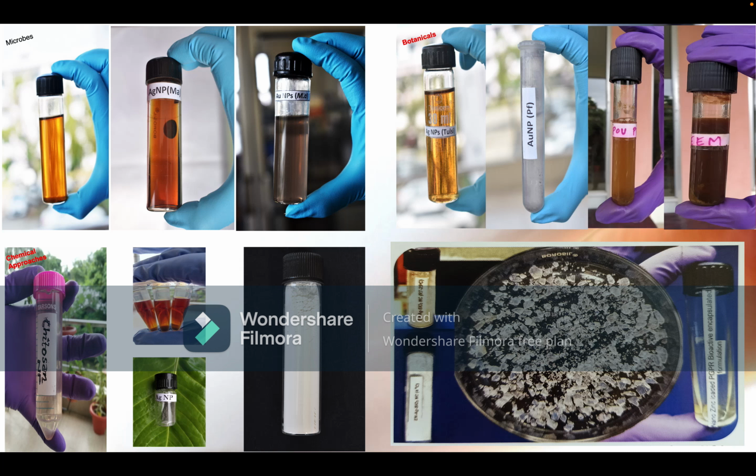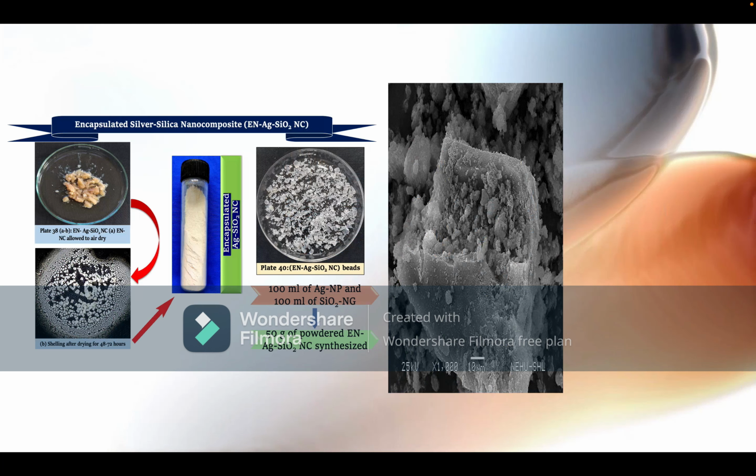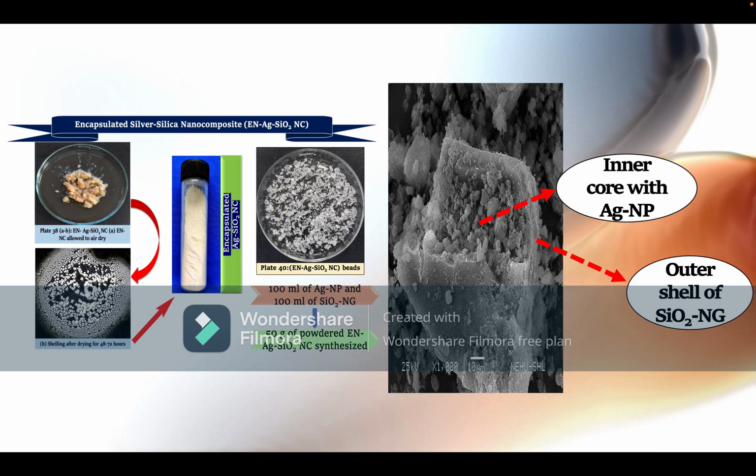Over time, we have synthesized a number of botanical as well as microbe-mediated nanoparticles like copper, silver, and zinc oxide nanoparticle. We have even synthesized chitosan nanoparticle from a fungus. Very recently, a silver silica nanocomposite has been developed, which is an encapsulated product where the inner core is silver nanoparticle and the outer shell is silicon dioxide nanogel. And this product has been found to be very effective in the management of plant disease, especially against Rhizoctonia.